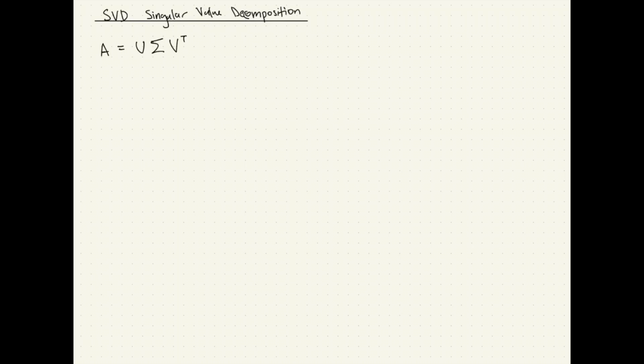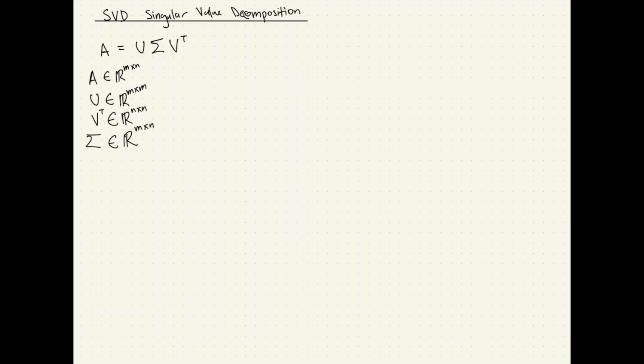We're just talking about real, so we'll keep it as the transpose. What do these matrices on the right-hand side look like? What's the left-hand side look like? So A generally is an m by n matrix, and V transpose will be n by n, and sigma will be m by n. And you can see dimensionally this works out. You'll get back something that's m by n.